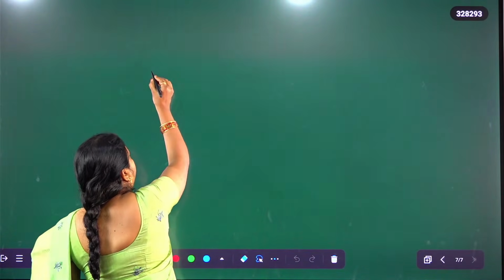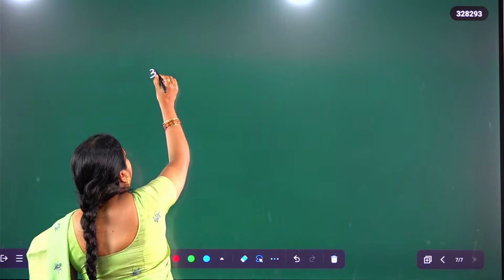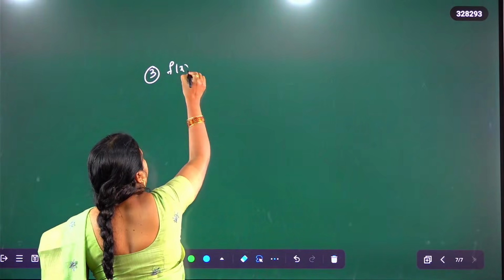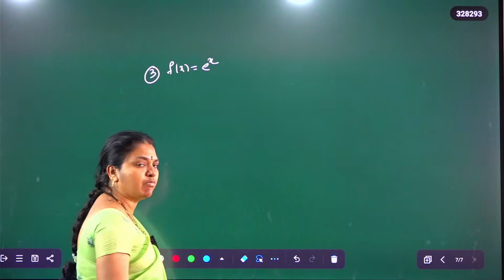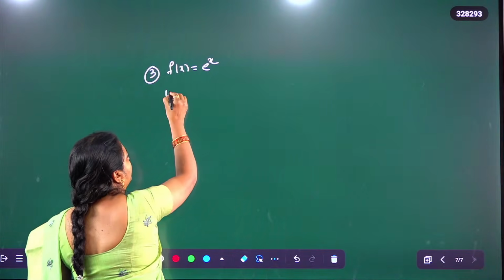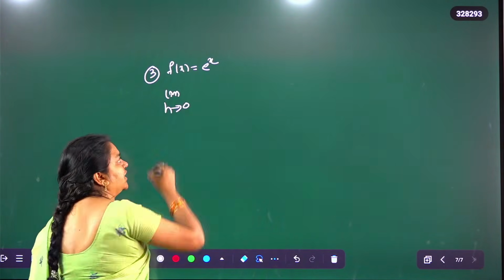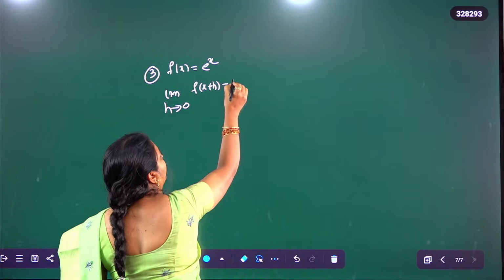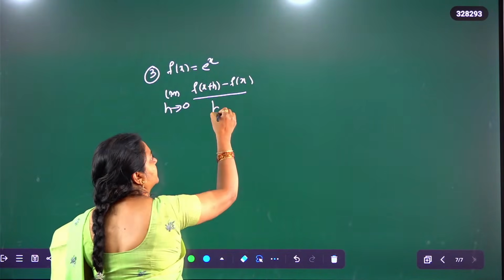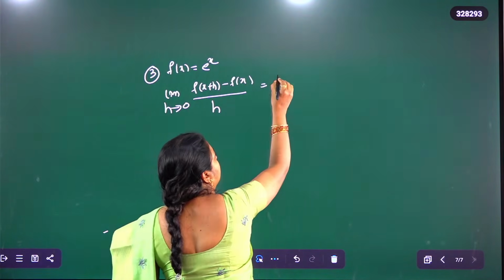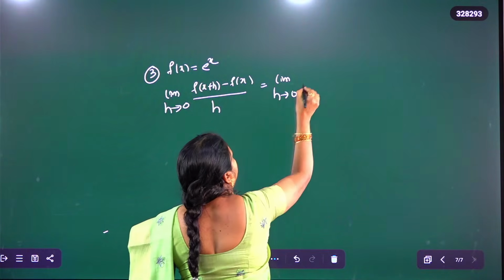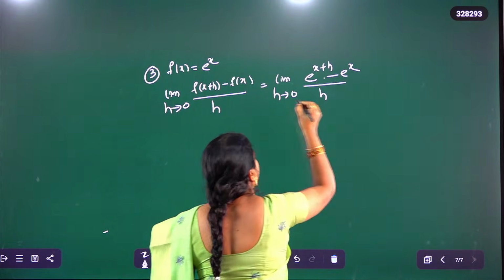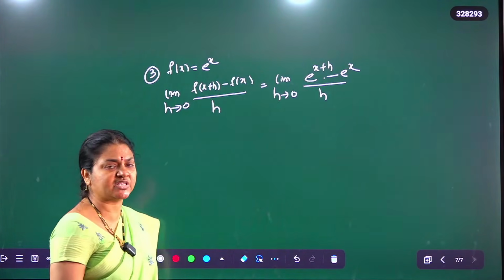So here, let us see one more problem. f(x) = e^x. We will find the derivative of this also by using the same first principle. As of now, you may have understood the procedure. Limit h tends to 0, [f(x+h) - f(x)]/h. That means limit h tends to 0, [e^(x+h) - e^x]/h, because f(x+h) means e^(x+h).